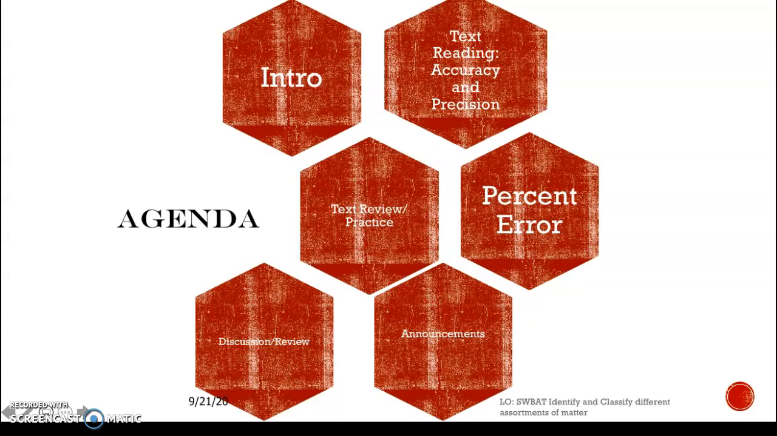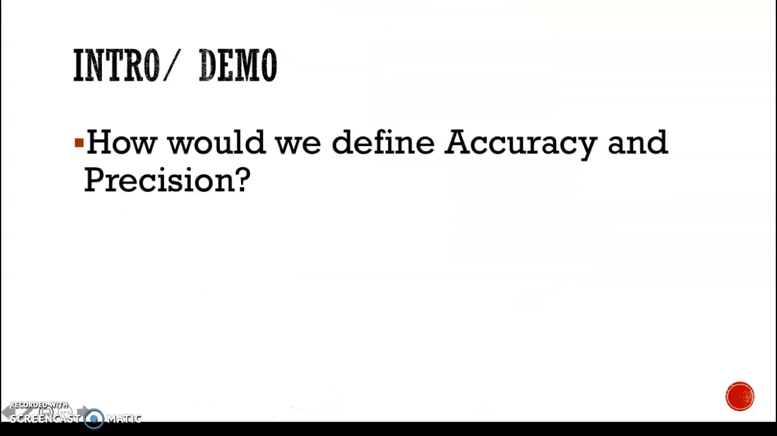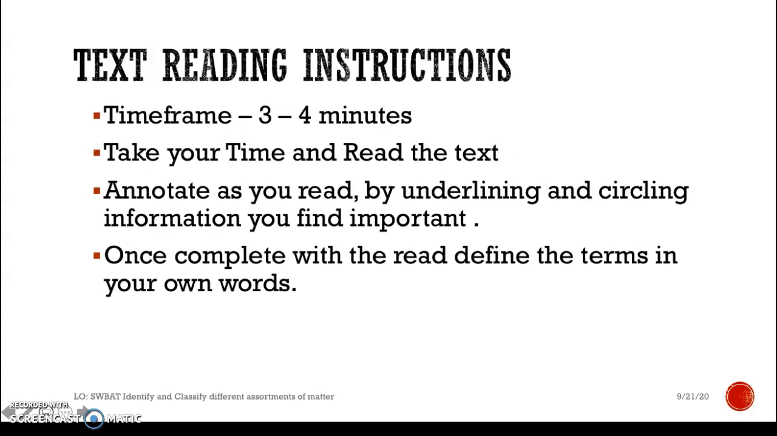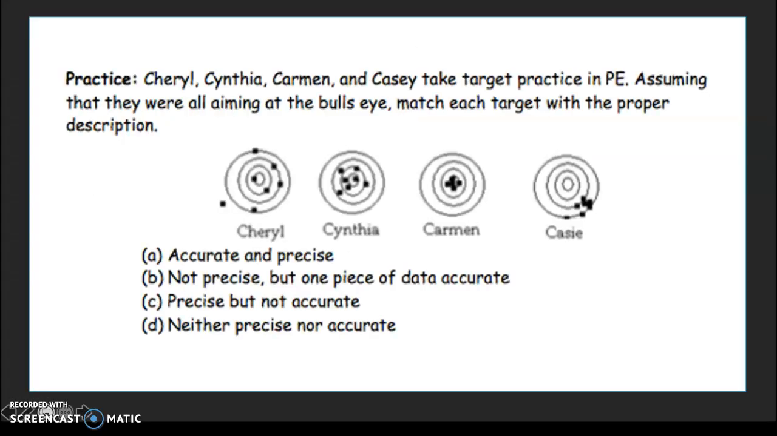This is what our agenda looks like. We're going to talk a little about the reading, the intro. We're talking about accuracy and precision. You should have already done your reading, and then we'll go to a percent error practice problem. Now, we will do percent error today, but we'll practice it a whole lot more tomorrow. So, like I said, how would we define accuracy and precision? Go ahead and do your reading.